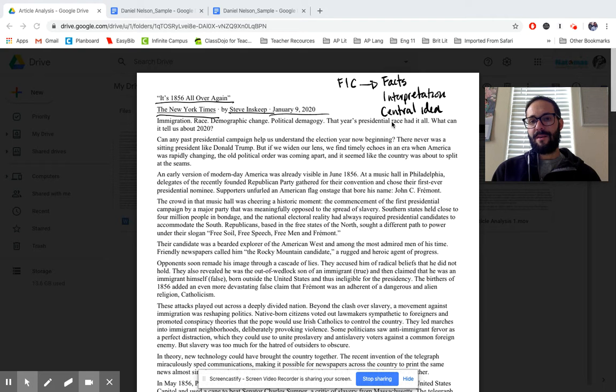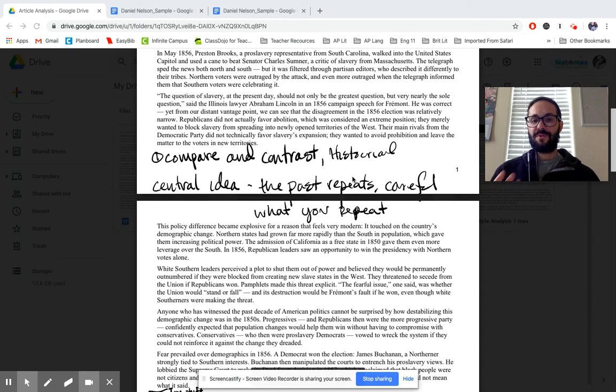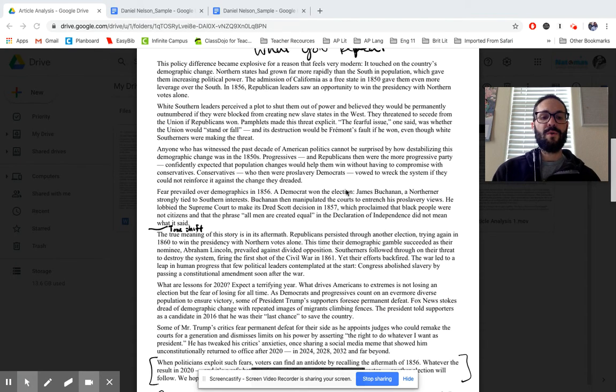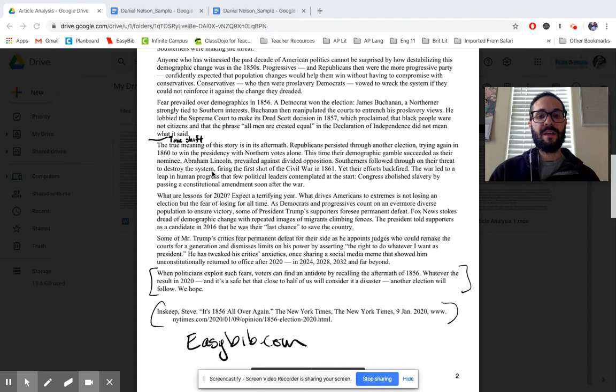We first looked at the FIC graphic organizer, identifying the facts of things that are literally happening in the text. In this case, Steve Inskeep is asking questions about how the past can reflect the present, and he focuses on the election of 1856. We looked at the interpretation, how we can use those facts to help us to understand a little bit more, and we kind of apply how the author is writing this text to reach eventually the central idea. And we said the central idea was the past repeats itself, careful what you repeat. We looked at the tone shift from the first part of the article to the second part of the article, with the last four paragraphs being more reflective than the first one.